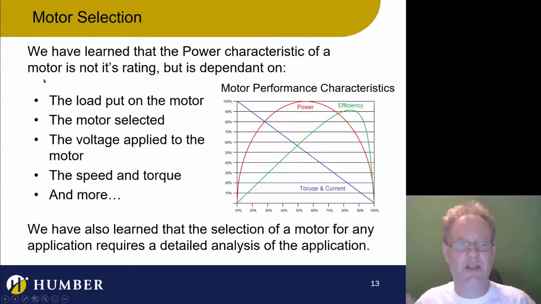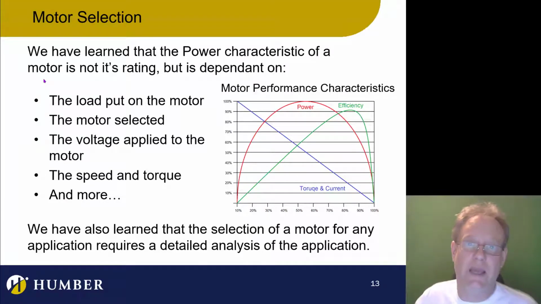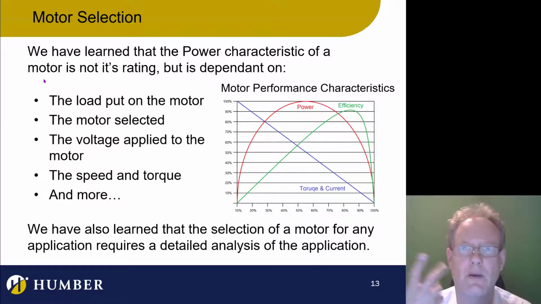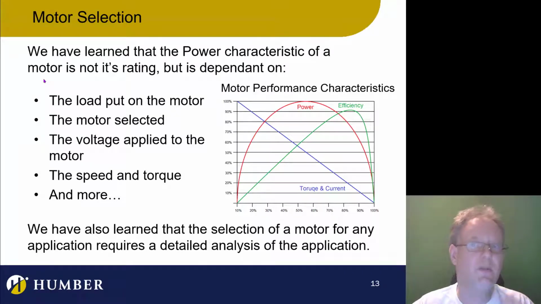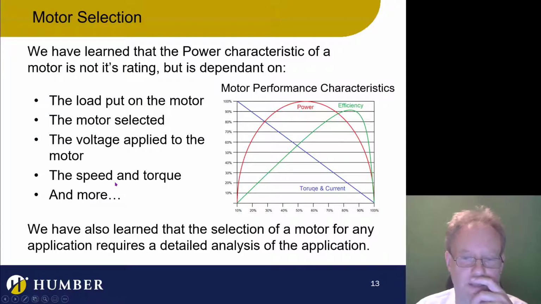So we've learned that the power characteristics of a motor are not specifically the rating, but depend on a whole bunch of things. It's dependent on the load on the motor, see, that's on the top. Oh, that's interesting. Also the motor selected itself, the voltage applied to the motor, the speed and torque, and many more things. As you can see, the motor performance characteristics are complicated here, and there are lots of other charts that look like this. I have another one coming up. We also learned that the selection of a motor for any application requires a detailed analysis of the application.